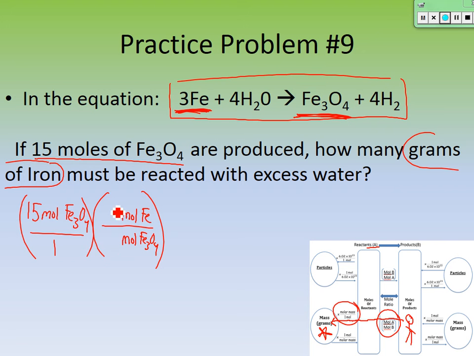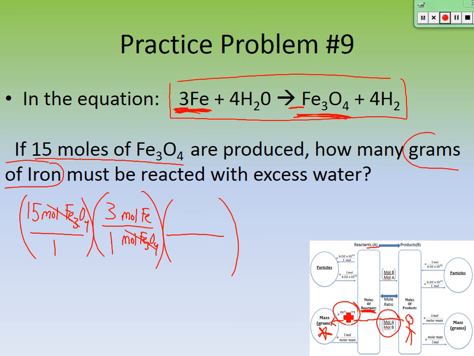Now, guys, where do I get these numbers from? The equation. The balanced chemical equation. So how many moles of Fe3O4 do we have? 1. How many moles of Fe do we have? 3. Okay. Now cancel out the moles of Fe3O4. I'm at moles of iron, which is moles of reactant. So I'm right here right now. I got to do another conversion factor.